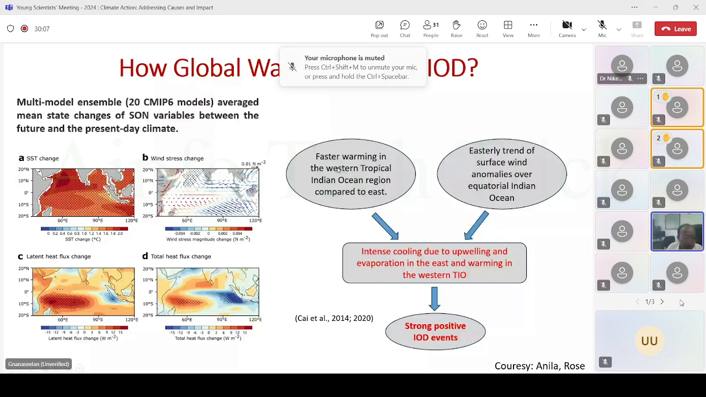So this SST gradient triggers the winds, and they are favorable for IODs. And the other components, like the changes in the latent flux, the changes in the total latent flux, are all favoring the formation of strong positive IOD events.